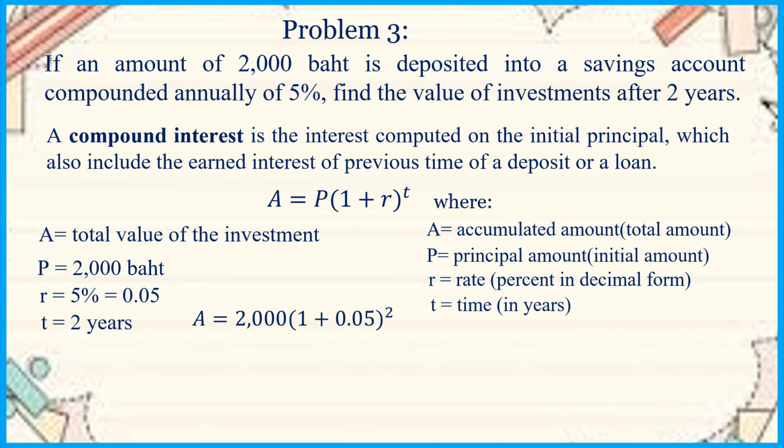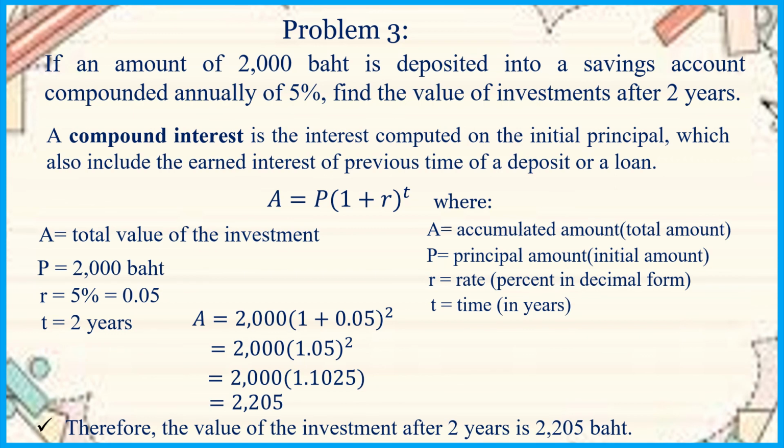Then simplifying further, what is 1 plus 0.05? Correct, it is equal to 1.05. So therefore, we will be having 2,000 times 1.05 squared. And what is 1.05 squared? Correct. So we will be having 2,000 times 1.1025. And what is 2,000 times 1.1025? Correct. So we will be having 2,205. So therefore, the value of the investment after 2 years is 2,205 baht.